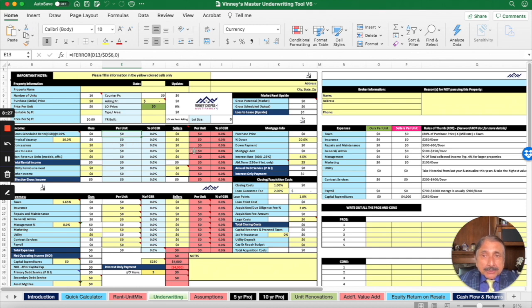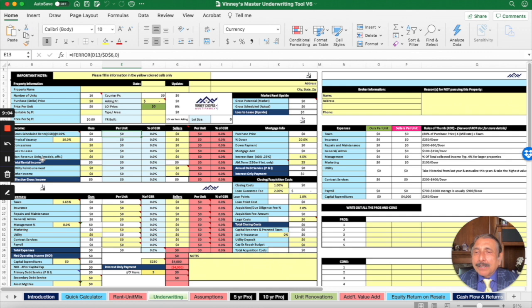Then concessions: if the seller is giving some concessions showing up in the P&L, you go ahead and put that over here. Loss to lease, remember that amount? Loss to lease is also always there, because it means residents, we don't say tenants, are not always paying the highest market rent, since rent increases every month, every week, and things like that. That's why there's always loss to lease. That's what you put down there, okay?